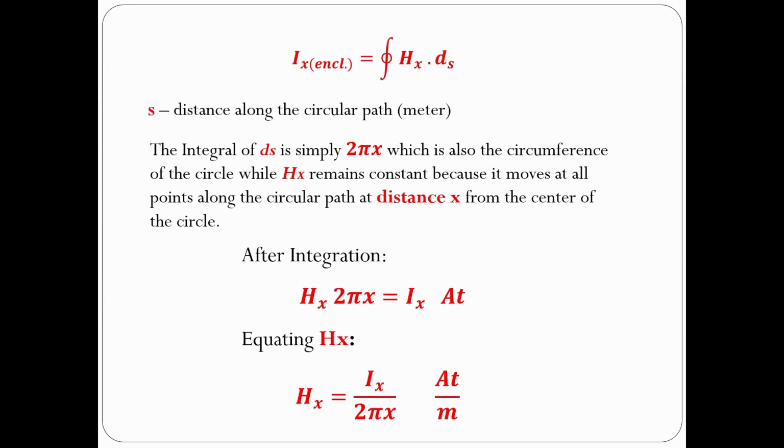From the previous slide, we write that Ix enclosed is equal to the integral of Hx times ds, where s is the distance along the circular path in meter. The integral of ds is simply 2 pi x, which is also the circumference of the circle, while Hx remains constant because it is the same at all points along the circular path at distance x from the center of the circle. After integration, the equation becomes Hx times 2 pi x is equal to Ix. Solving, Hx is equal to Ix over 2 pi x in ampere turn per meter.